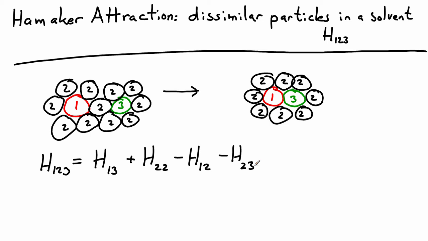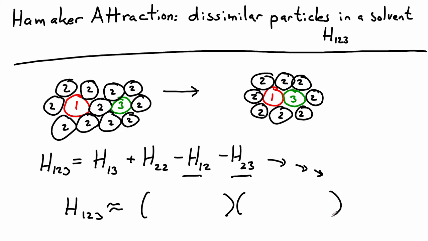All right, so we can take this, we can use the geometric mean approximation here and here and do a few steps. And when you're done, we get that H123 is approximately equal to this product, where we have H11 minus the solvent H22, and we have H33 minus the solvent as well.